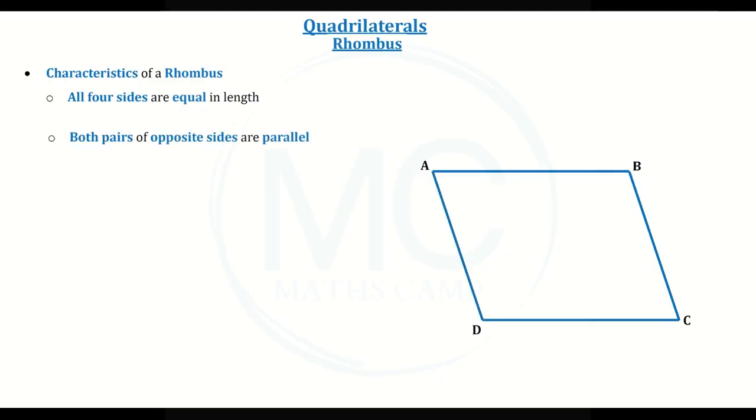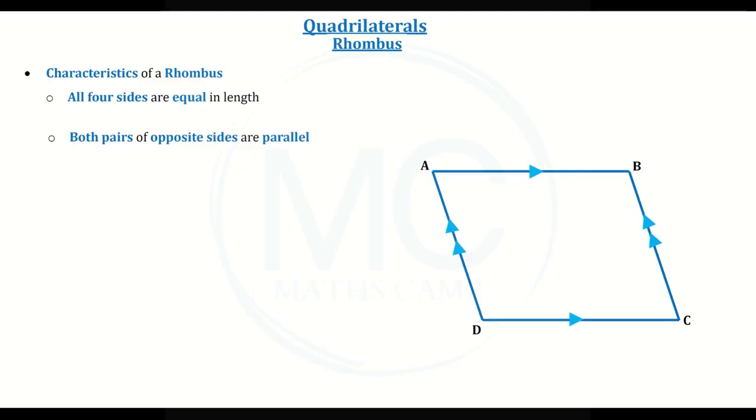Both pairs of opposite sides are parallel. So in this case, AB is parallel to CD. So let's put a small arrow on AB and a small arrow on CD. AD is also parallel to BC. So let's put 2 small arrows on AD and 2 small arrows on BC to show that they are parallel too.